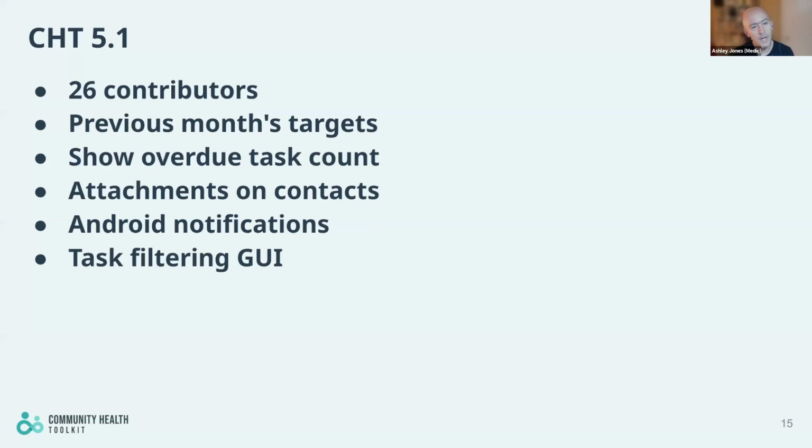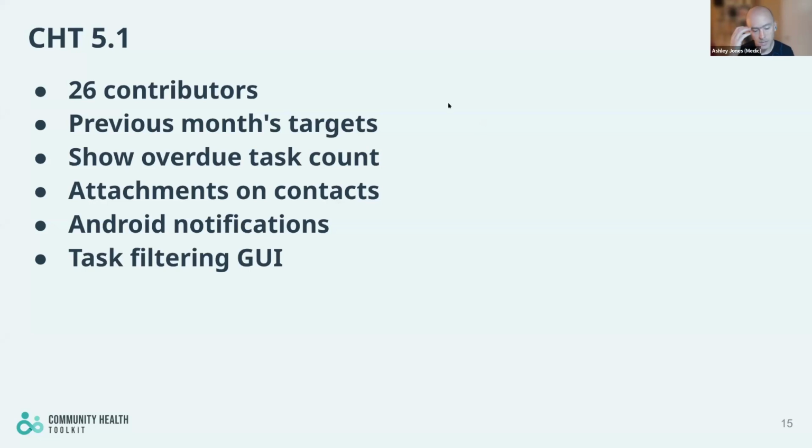The 5 features that we're going to cover, there's a lot more, but these are the premier features, is previous month's targets. This allows a CHW to go into the targets and then easily toggle to see the prior month's targets. There was an issue that when the first of the month came around, they couldn't see their prior month's targets. So when reviewing those targets with the supervisors to see how their accomplishments went, they had trouble because they disappeared. So now you can easily switch between them.